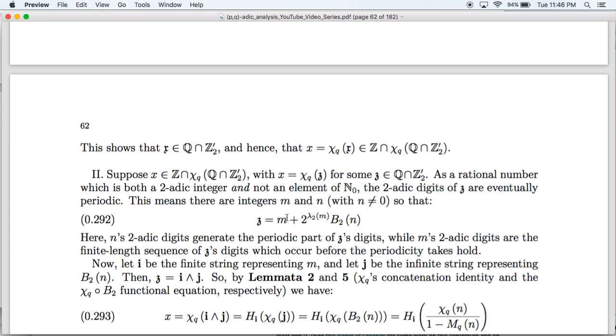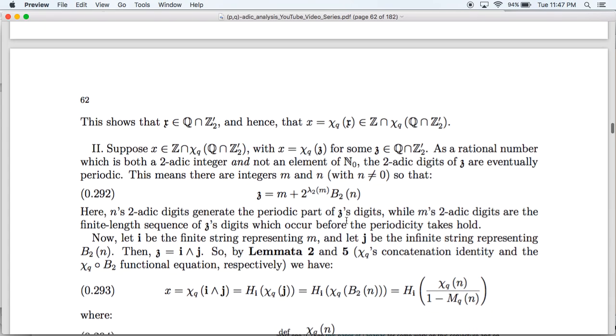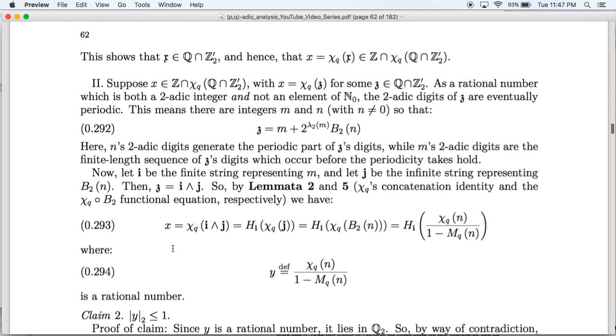But the idea here is that the digits of m are the initial part of z's digit sequence that's not necessarily periodic, and then the periodic part is this. So let I be the finite string representing m, and let j be the infinite string representing b2 of n. Then z equals I wedge j. So by our lemmas and the concatenation identity, we have the following chain of equalities.